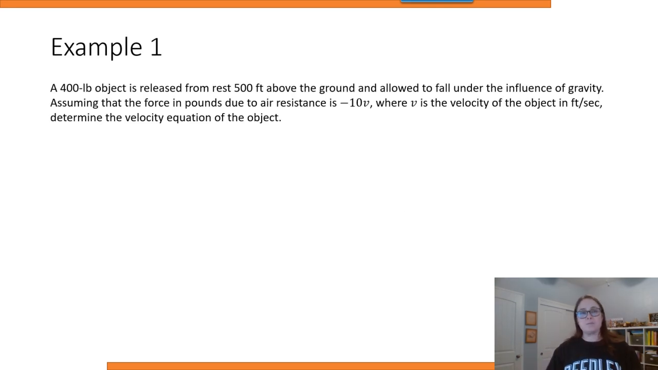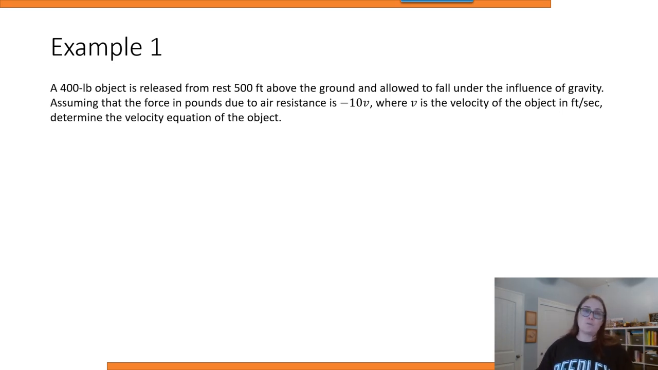Okay, so let's look at an example of this. A 400-pound object is released from rest 500 feet above the ground and allowed to fall under the influence of gravity. Assuming that the force in pounds due to air resistance is negative 10 v, where v is the velocity of the object in feet per second, we want to determine the velocity equation of the object. So we're going to set up a differential equation and solve it to find v.